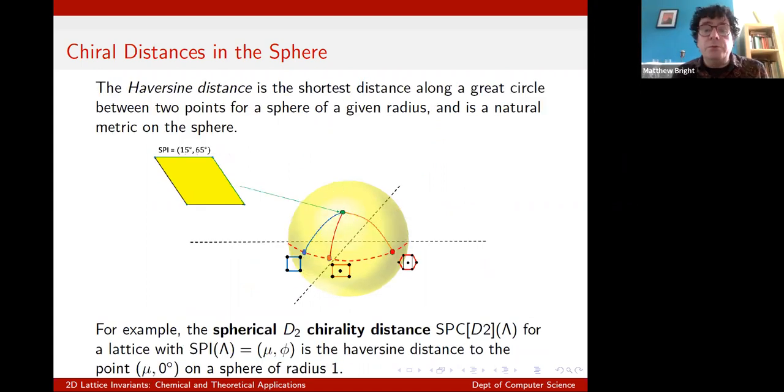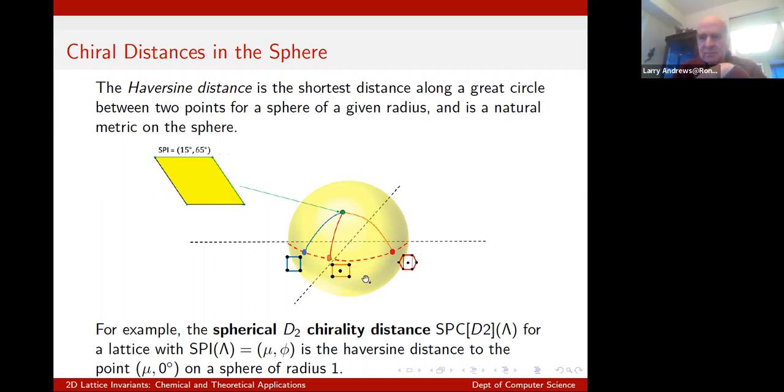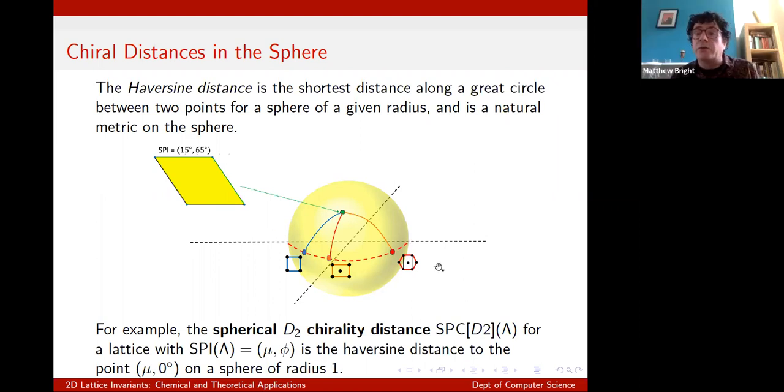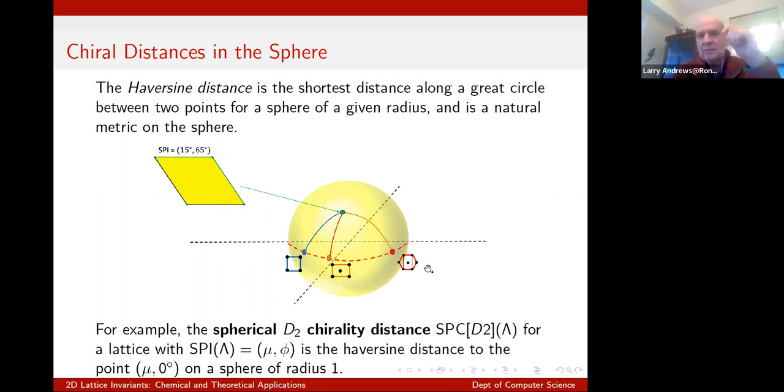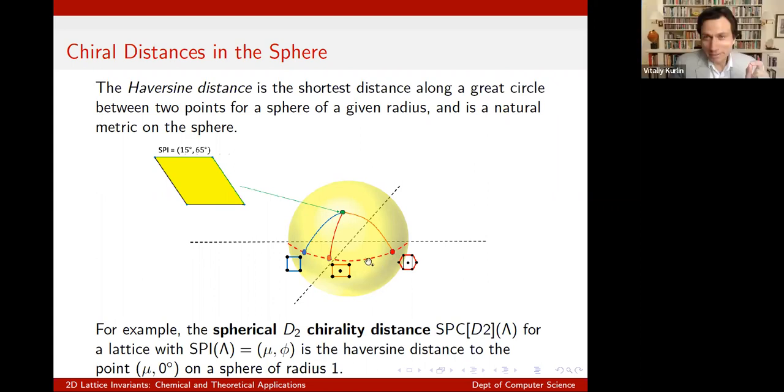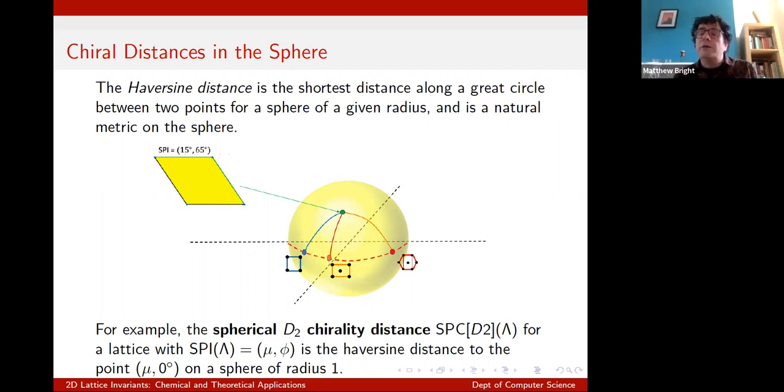Well, in this case, a positive and a negative lattice are all uniquely represented. So I can just take the Haversine distance between two points on the sphere, whether one of them happens to be below the equator and one above. But you have to do that for all the representations. But all the representations are just across the equator. Matt, explain, it's a unique representation by a point. Yes, each lattice is uniquely represented by a single point.